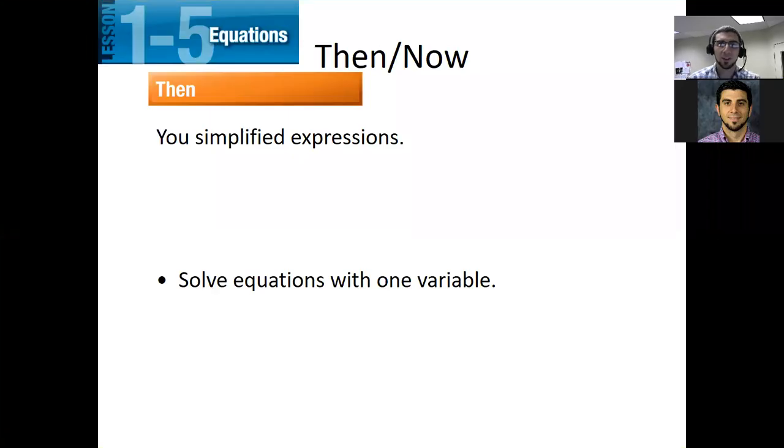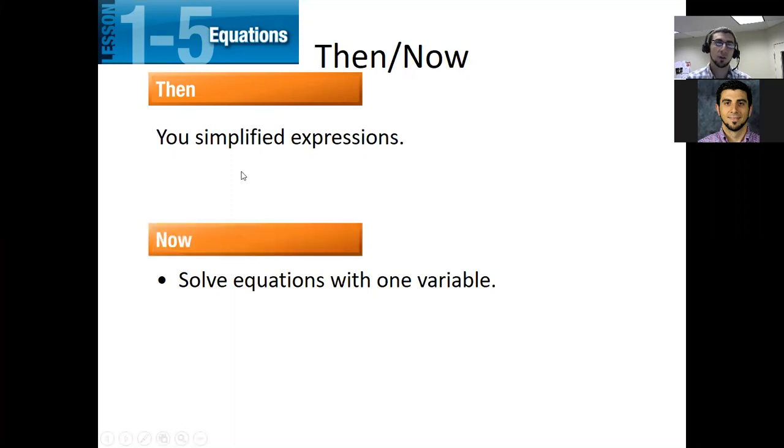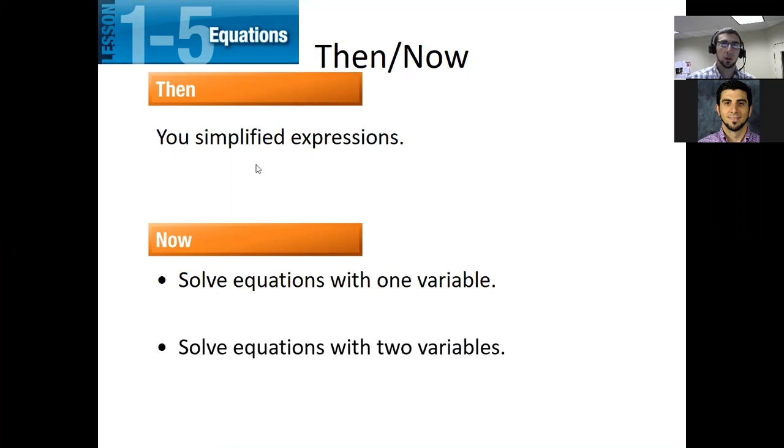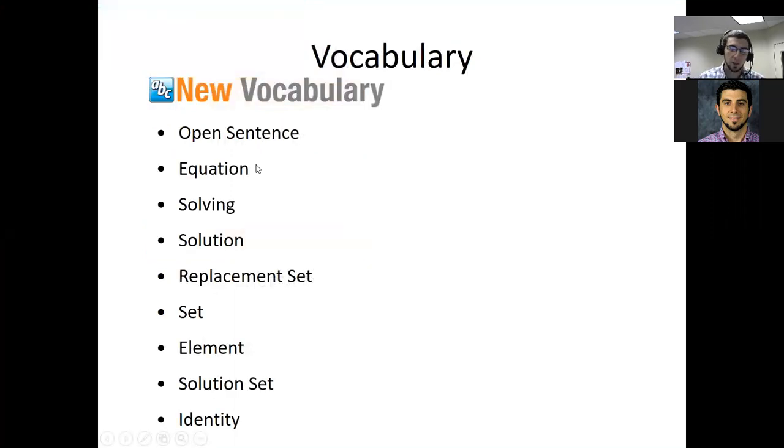All right, guys, we're back with section 5 of chapter 1. We're going to talk about equations today. Previously we simplified expressions, and now we want to solve equations with one variable and then solve equations with two variables. We have a couple pieces of vocabulary here: an open sentence, an equation, what it means to be solving, solution, replacement set, just plain old set, element, solution set, and identity. It might sound like a lot, but we'll go through it all as we proceed through the lesson.